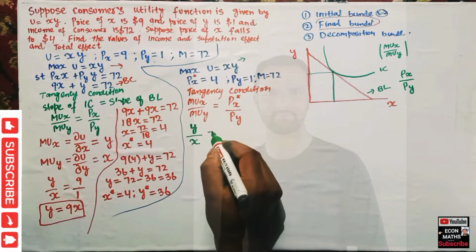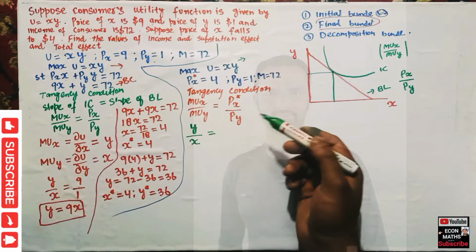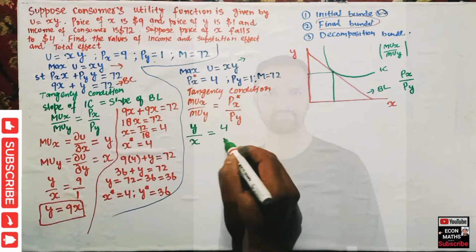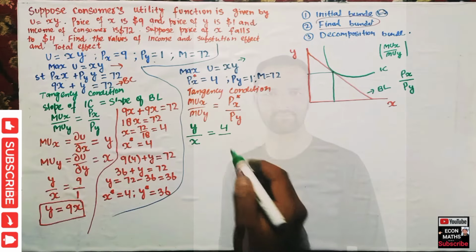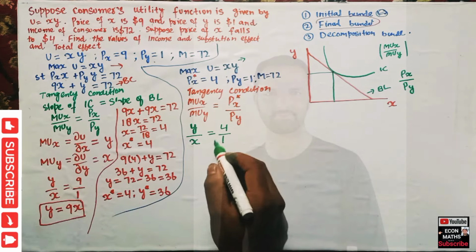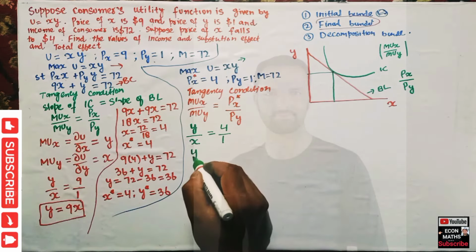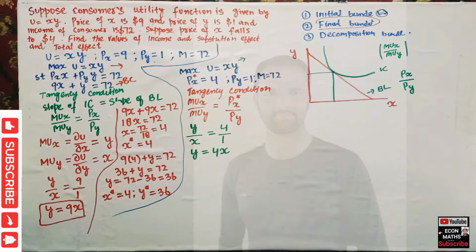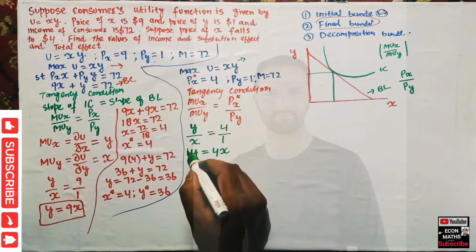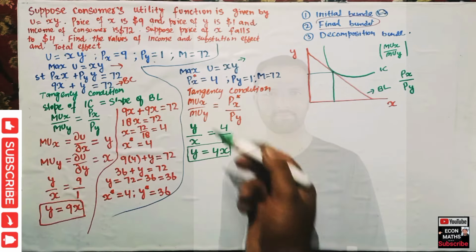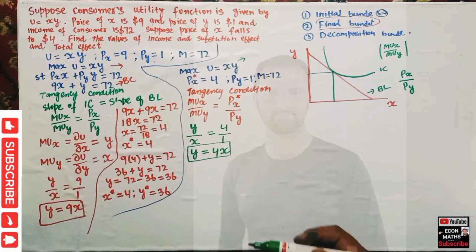Okay, should be equal to what is our new price? New price is 4. So I will write here 4 upon what is the price of good y? That is y, sorry, 1. Now just rearranging, we have y should be equal to 4x.